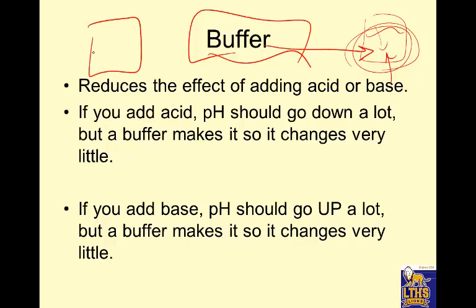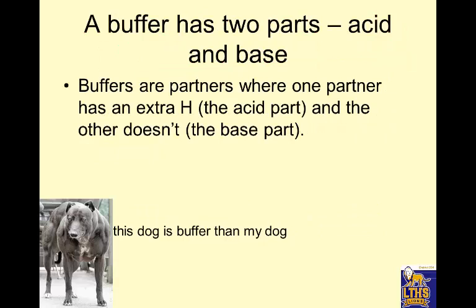Now, what if I have a solution and I start adding base to it? Well, then the pH should go up towards 14. But if I have a buffer in the solution, then the pH is going to stay pretty constant. So buffers reduce the effect of adding acid or base. If you were in the alien juice bar and you were trying to make the pH go up or down to make it acid or base, if there was a buffer in that drink, then you wouldn't be able to change the pH. A buffer has two parts. A buffer has an acid and a base in it, so that one partner takes care of the H's, and one part takes care of the base, the OH part.